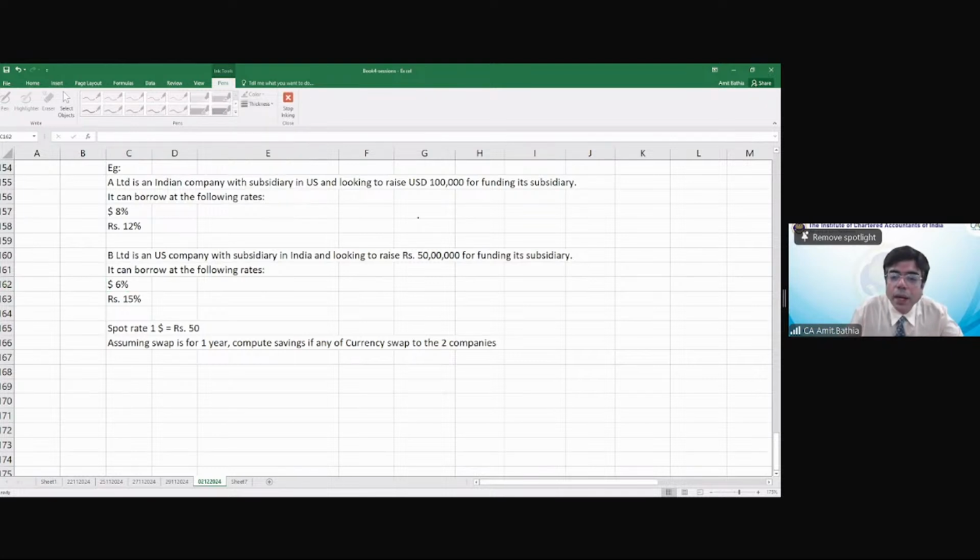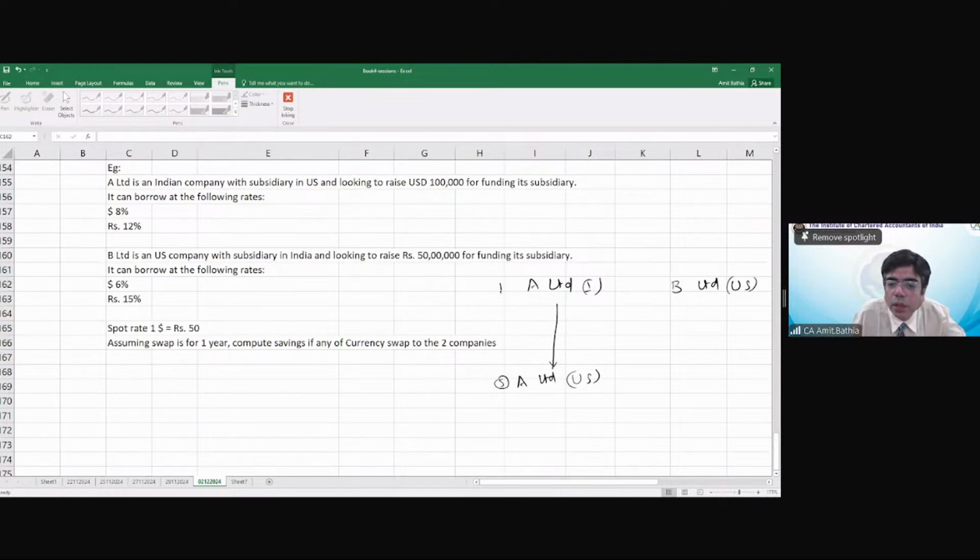So here I have A Limited, right, in India. Then I have B Limited in US, right? A Limited has a subsidiary in US, right? This is a subsidiary.